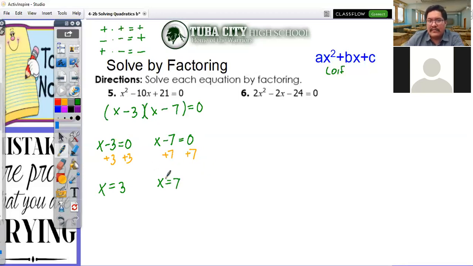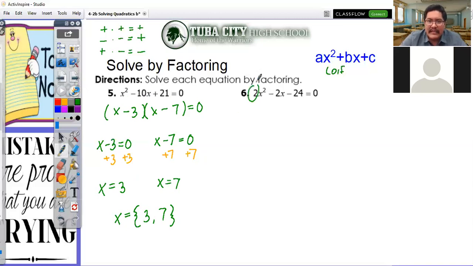Okay, now these numbers are already in numerical order. 3 is lower than 7, so we're going to put 3 first. 3 and then 7. There we go. So not too bad. Okay. And these are the ones that I'm always a bit worried about.